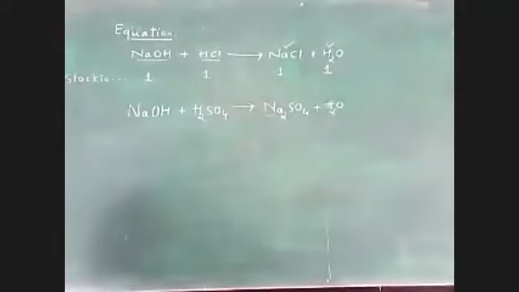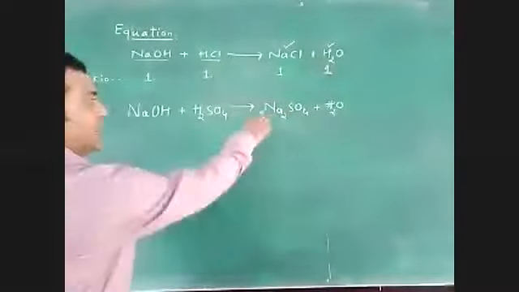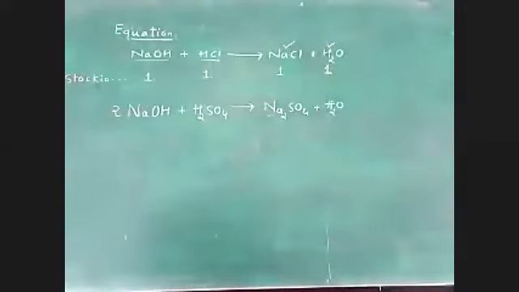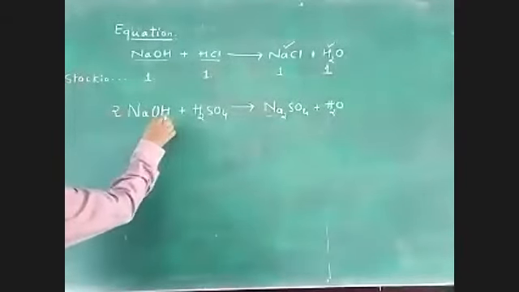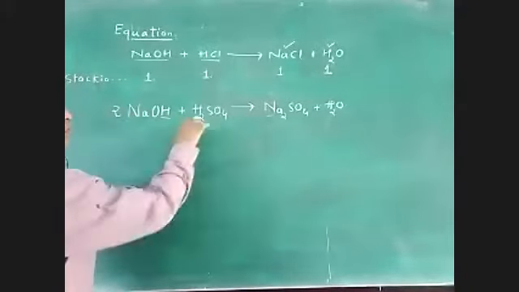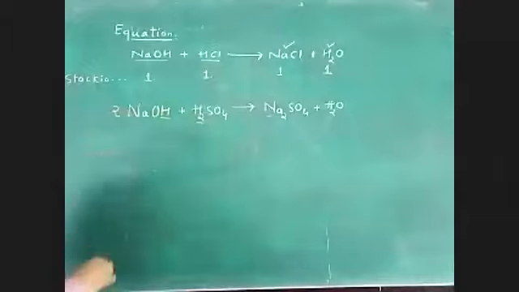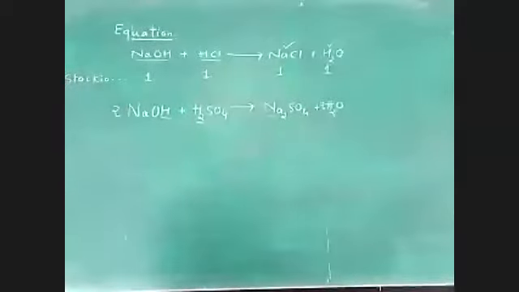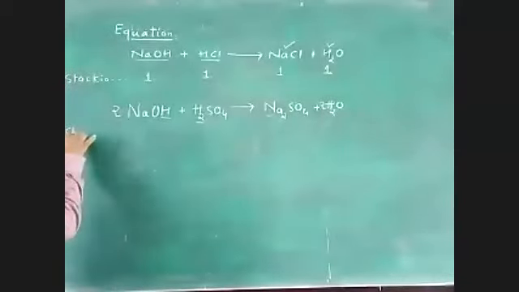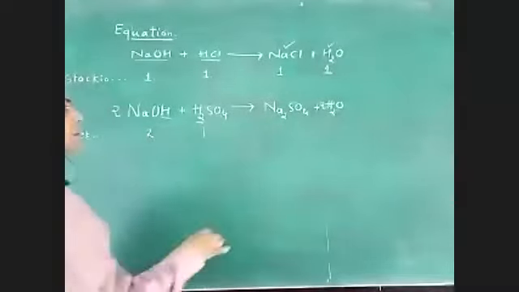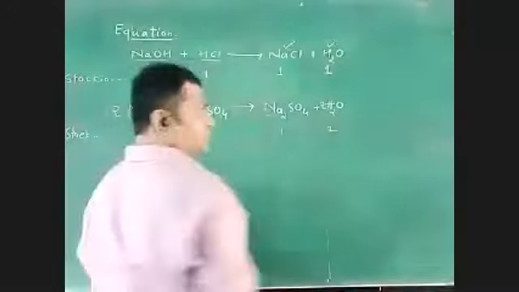Okay, fine. NaOH plus H2SO4 gives Na2SO4. Now to balance, what do I have to do? See here, Na how many times? 2 times. So I will put here 2. As I am putting here 2, hydrogen is 2H, means 2 times, and here already another 2. So 2 hydrogen plus 2 hydrogen, total 4 hydrogen, and so I need to put 2 here. So now what will be the stoichiometry of this? The stoichiometry will be 2, 1, 1, and 2.